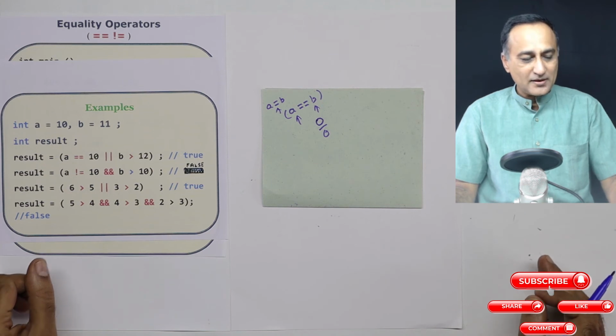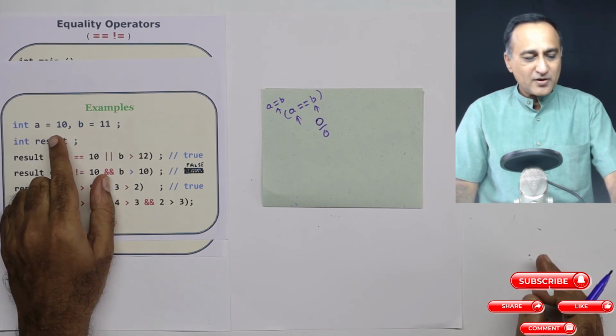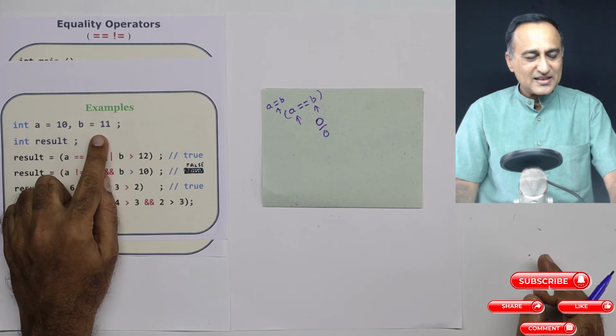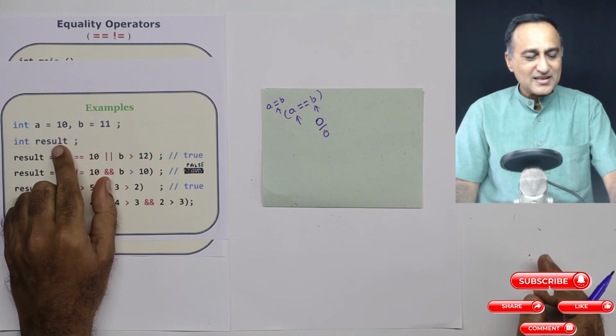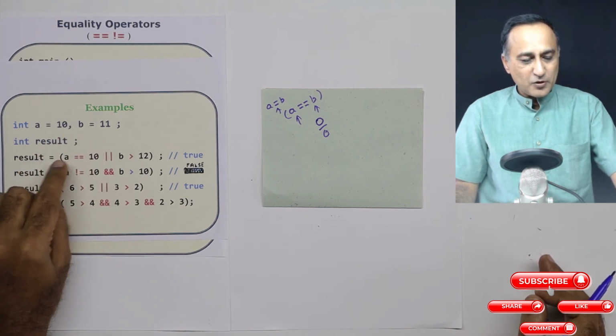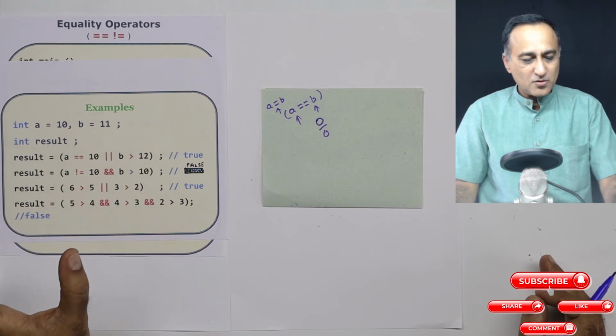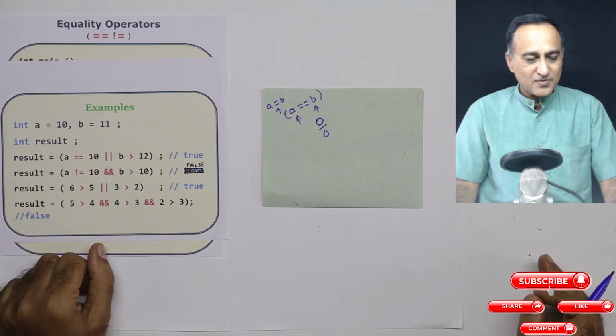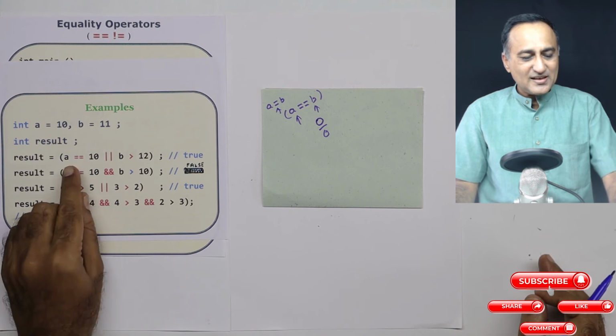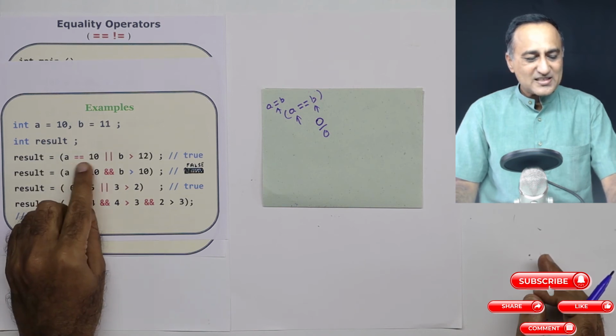Let's take a few examples involving the logical operators, the relational operators and the equality and not equality operators. Again I'm using my favorite numbers, A is 10 and B is 11, and I'm having a variable called result. Now I have put this entire thing in brackets so there's no cause for confusion. What it's doing is comparing A equal to 10. Is 10 equal to 10?